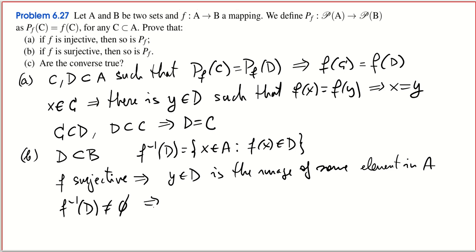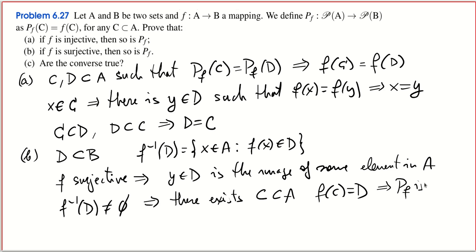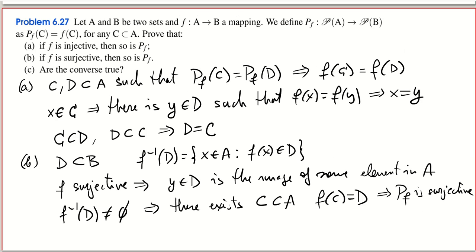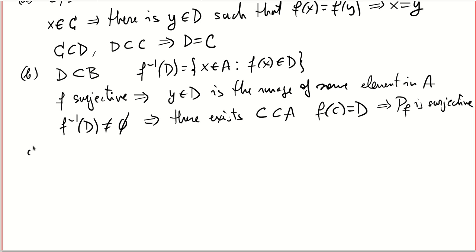So that means that there exists some set C in A whose image is precisely D. If this is not empty, there will be a set equal to this, and the image of this set is D, which means PF is surjective. For every set in B, there is a set in A whose image through PF is D, which means it's surjective. All right. So that proves the second, and now we're going to consider the converses.